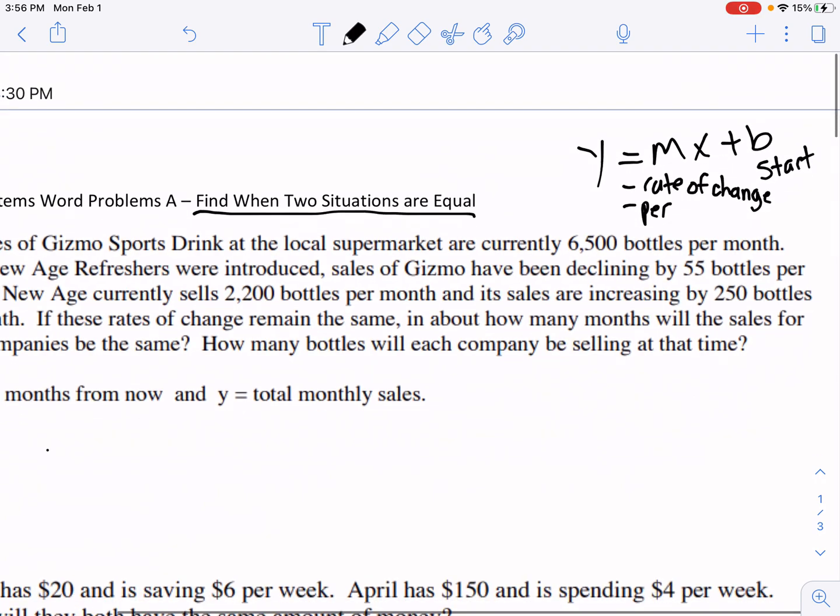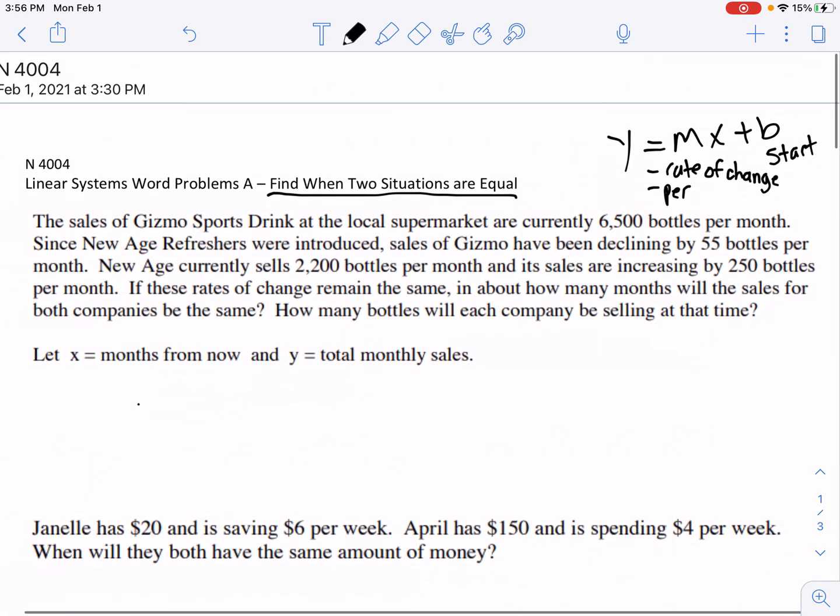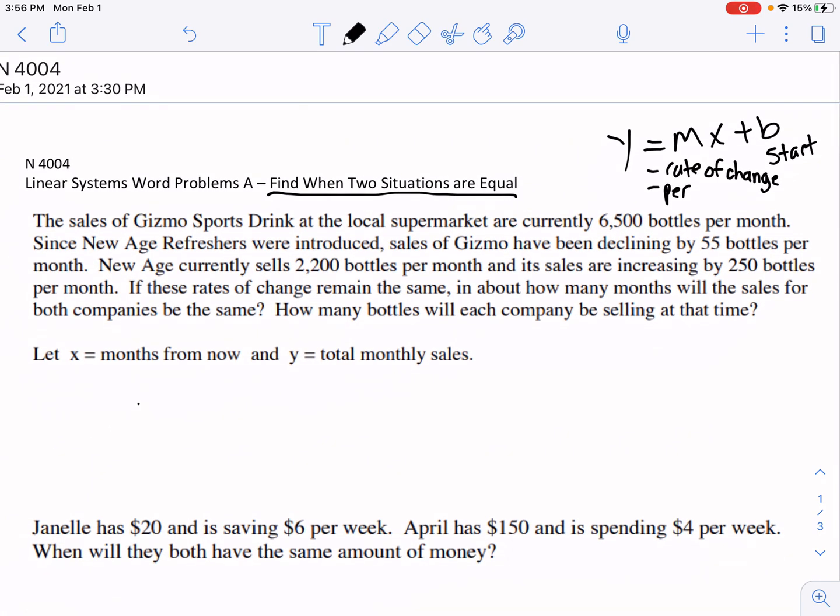Now, in this situation here, we're given two different companies that are selling sports drink, and what we want to do is read through the whole situation, see if we can get an idea of what's going on, then reread it, break it down into different key parts, then take the two situations, write down the key information for both situations, and see if we can create a system of equations from that. Okay, so let's read the situation that we have.